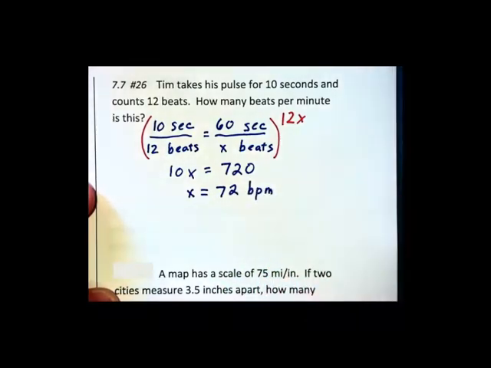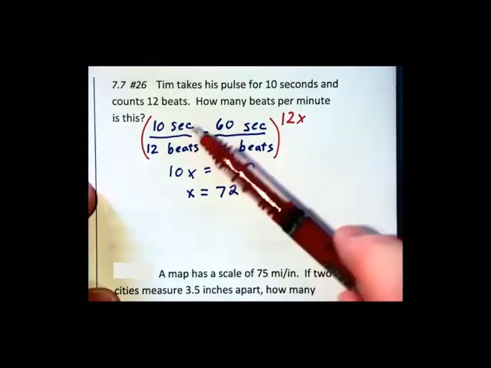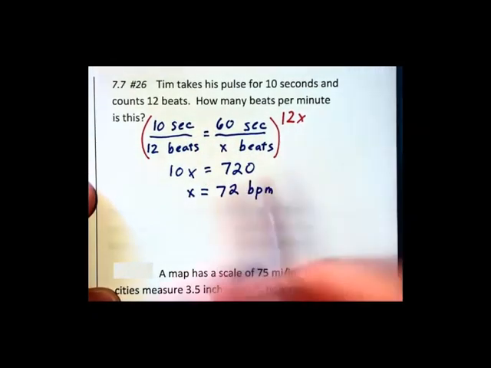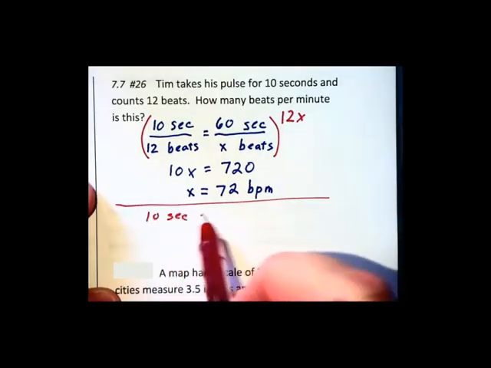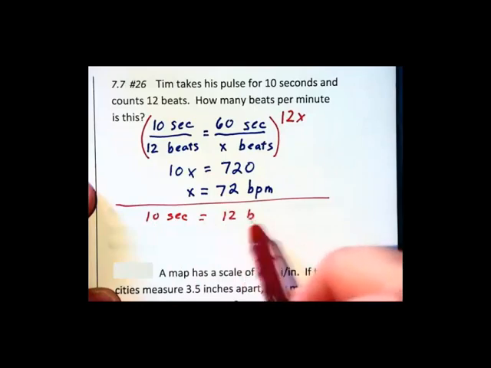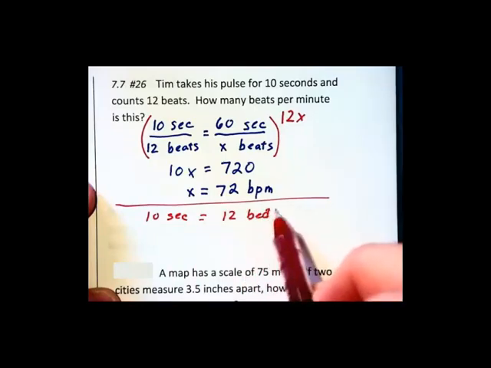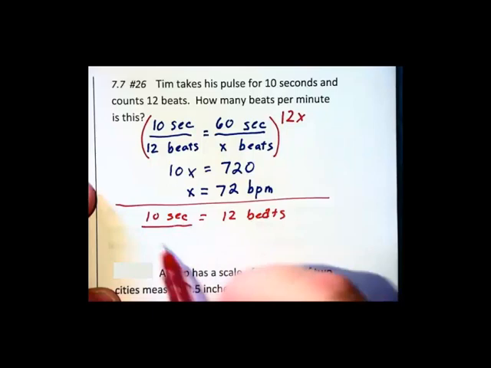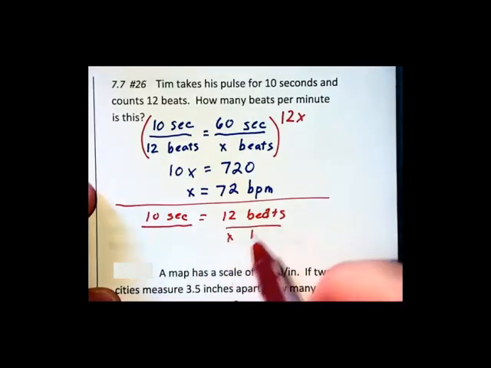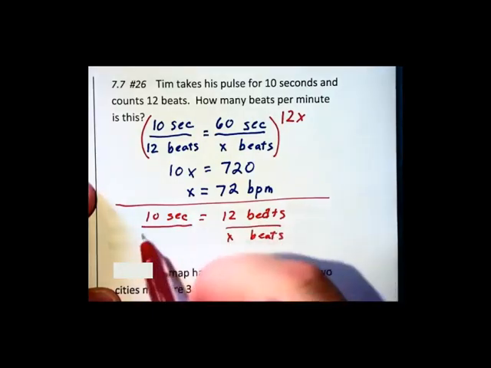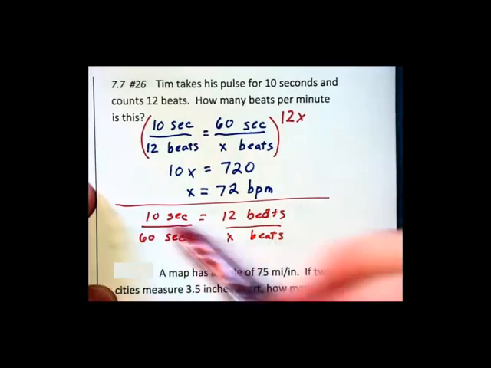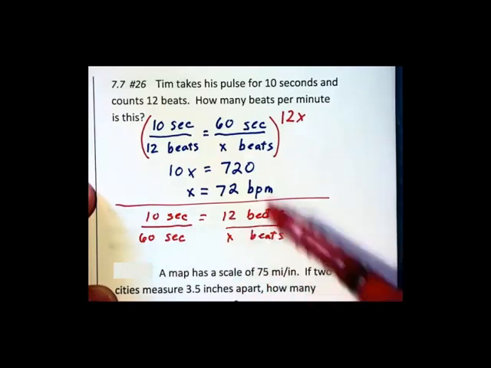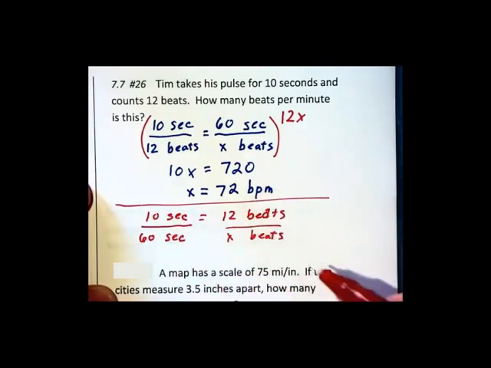Now, when I originally set up this problem, I wrote 10 seconds for 12 beats. Had I wanted to write it as 10 seconds matches up with 12 beats, and then said x beats match up with 60 seconds in this format, I'm still going to have the same fraction. It doesn't matter how it's written. Well, it does matter how it's written, but notice as long as the units are lined up, we're good.